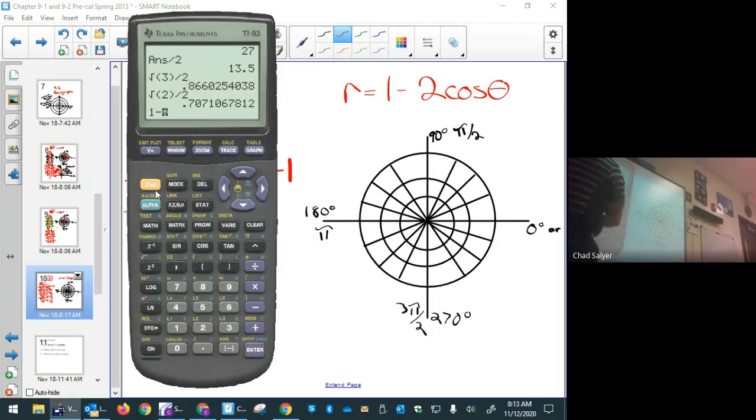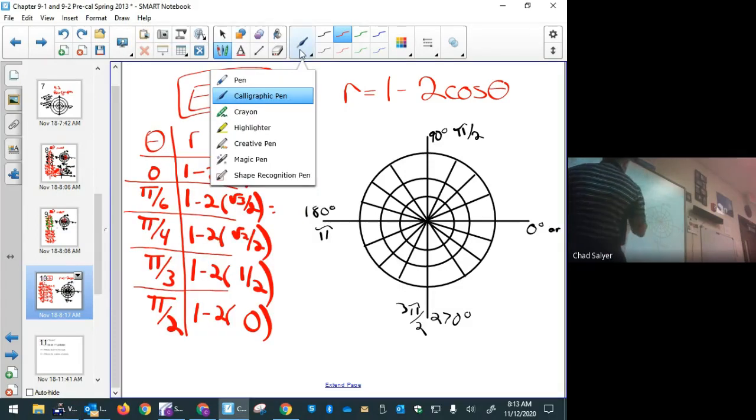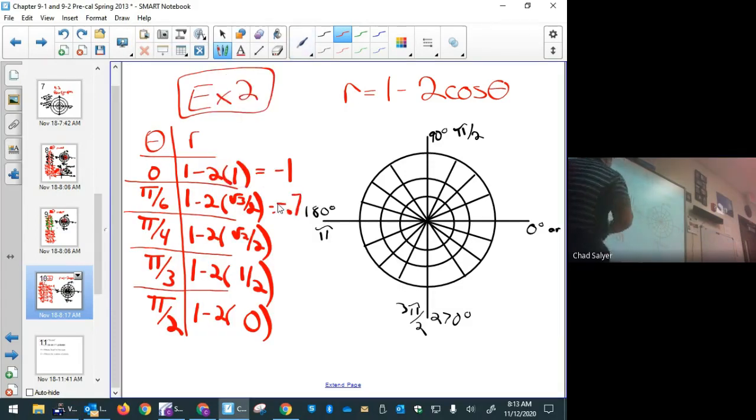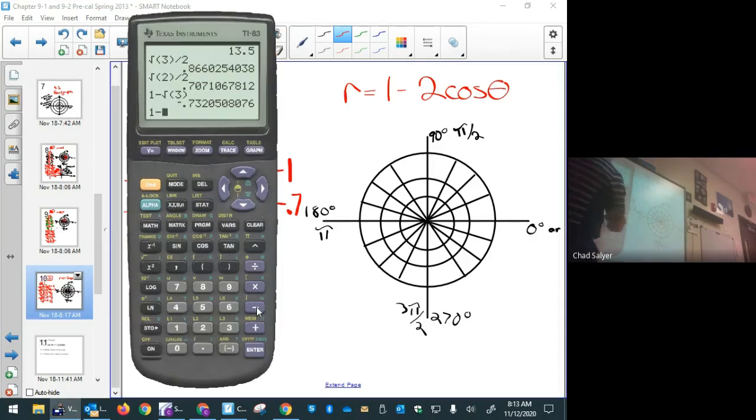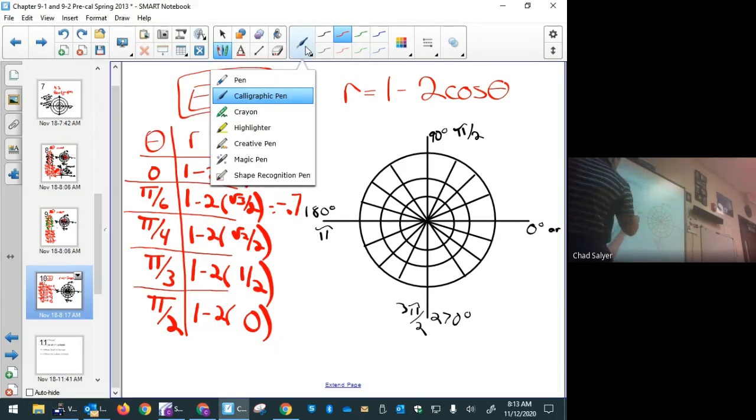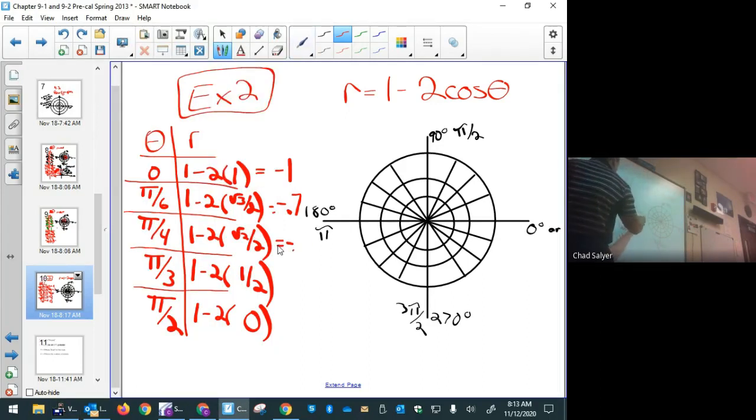1 minus the square root of 3 is going to be about negative 0.7. And then 1 minus the square root of 2 is about negative 0.4 to the nearest tenth here. And then 1 minus 1 is 0. 1 minus 2 times 0 is 1 minus 0, or 1.